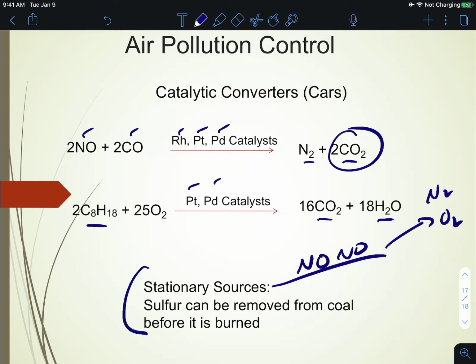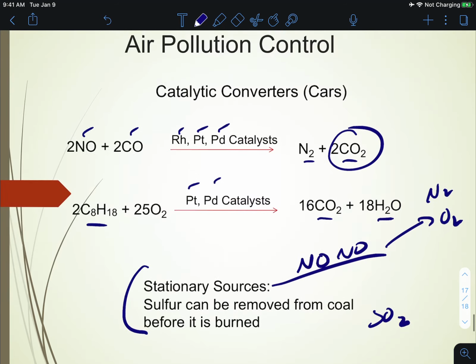Now you can also do things with stationary sources, not just transportation. Sulfur can be removed from the coal before you burn it. You can also burn it on a bed of material that absorbs the sulfur as it burns. And you can also remove the sulfur dioxide, which comes from the burning of the coal, afterwards in kind of a scrubbing type process.